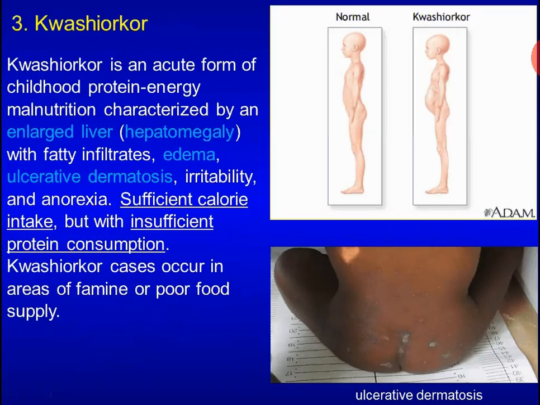Kwashiorkor is an example of negative nitrogen balance. It is an acute form of protein malnutrition. Symptoms include hepatomegaly, as shown in this picture, edema, and ulcerative dermatosis, as represented by this picture. Patients have sufficient food, but they lack protein consumption.